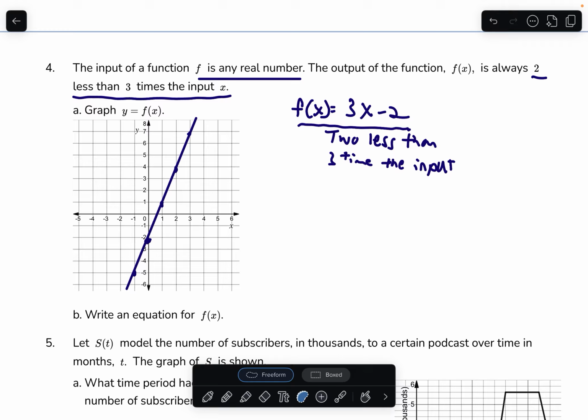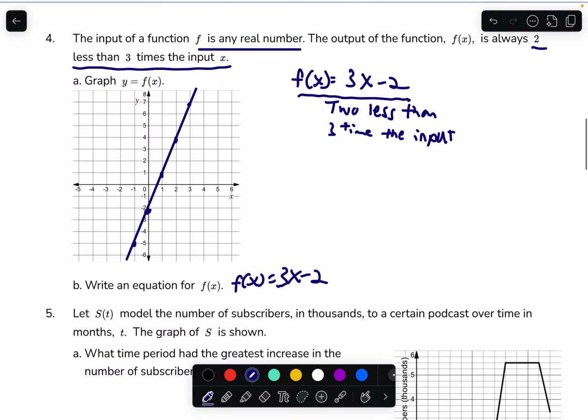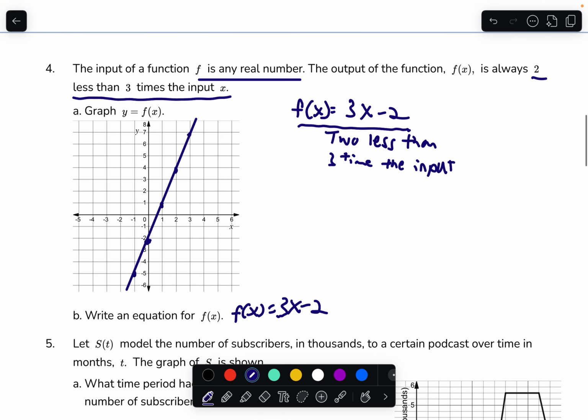Write an equation for f of x. Well, the equation is what I already wrote. So f of x is 3x minus 2. This statement, and you have to be able to interpret it, is 2 less than 3 times the input.